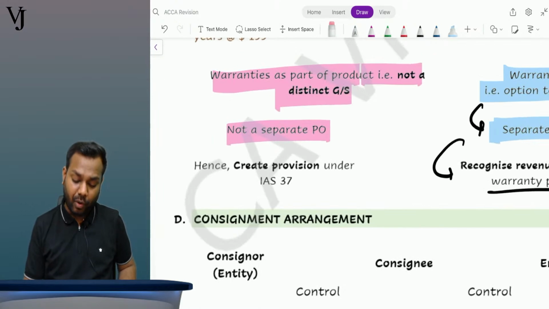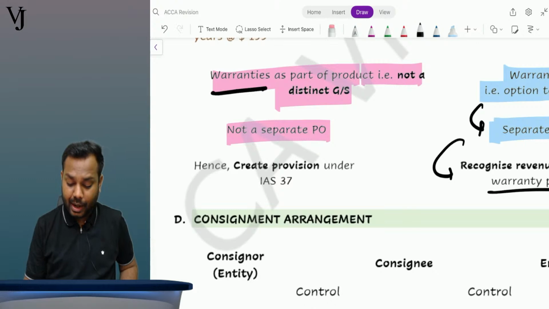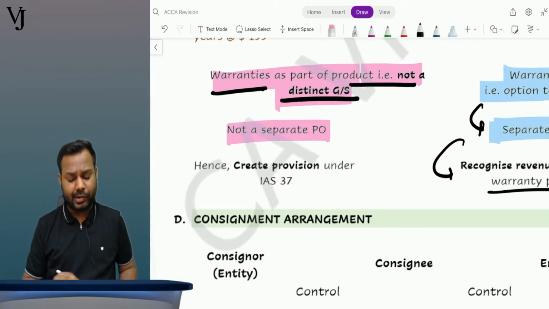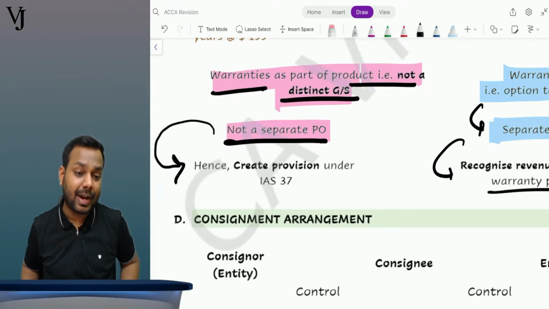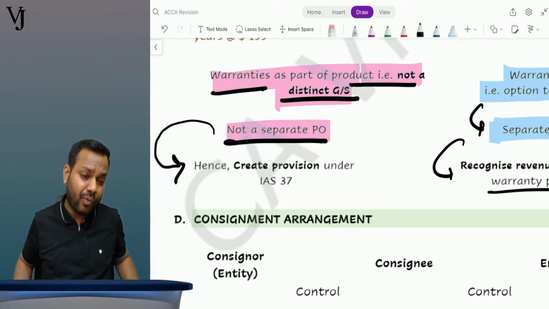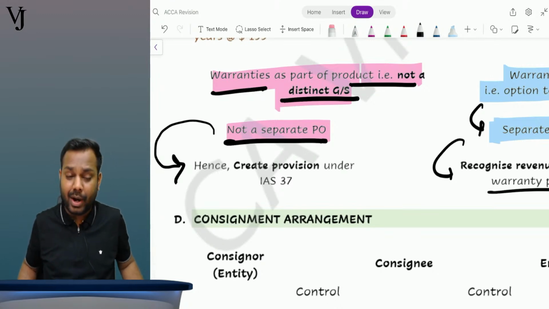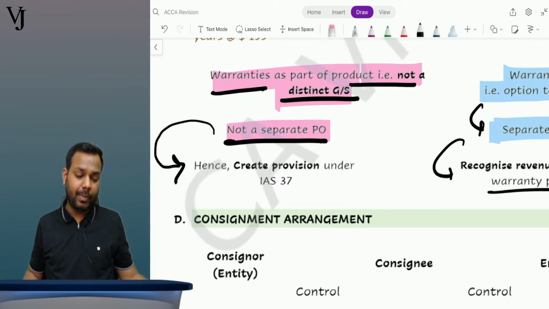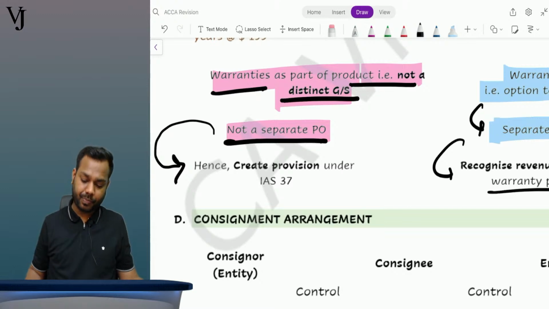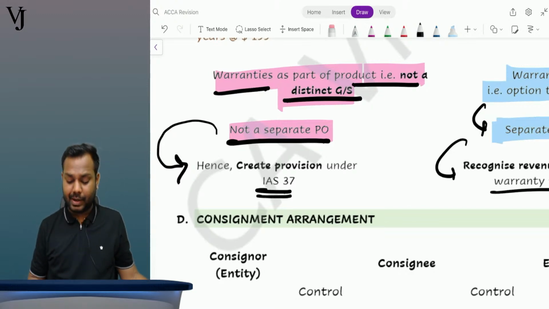Now if warranties are a part of the product, that is not a distinct good or service, not a separate performance obligation, we have to recognize a provision on that as per IAS 37. Do you remember in the provisions standard we discussed warranty provision for warranty expense? Do you remember that? Tell me, guys. So we have to create a provision as per IAS 37.